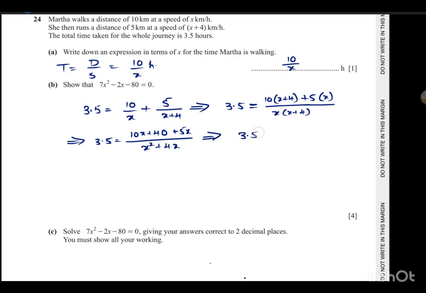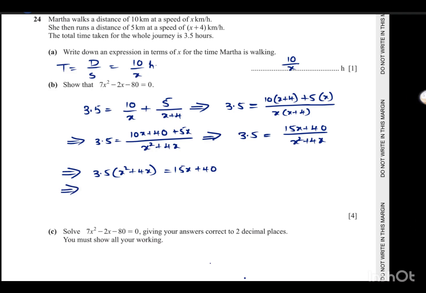Simplify the numerator. 3.5 is equal to 15x plus 40 by x square plus 4x. Now bring x square plus 4x to the left hand side by doing cross multiplication. So 3.5 into x square plus 4x is equal to 15x plus 40.